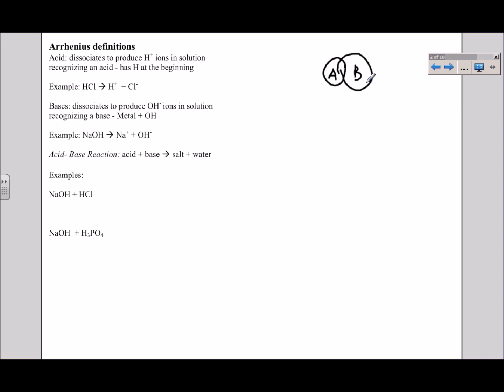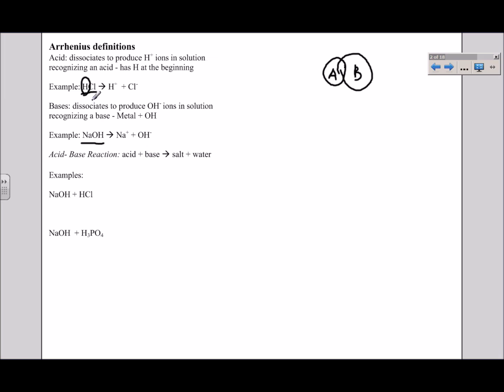Now, your experience with acids and bases before in chemistry has been mainly with hydrochloric acid and sodium hydroxide. And you've learned how to name these substances, and you've learned how to recognize that an acid is something that has an H in the formula. Now, the formal definition of an acid is that it's something that dissociates to produce H+ ions in solution.